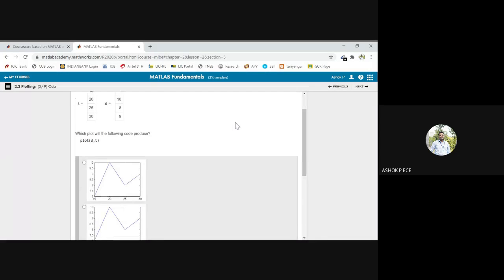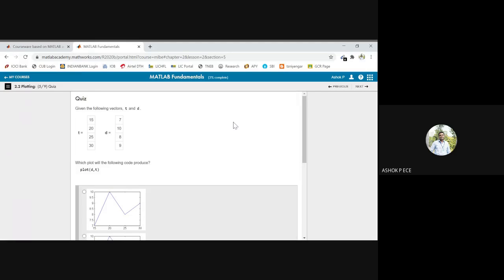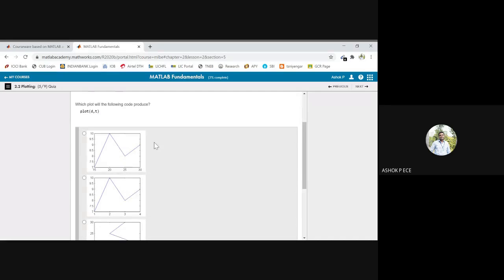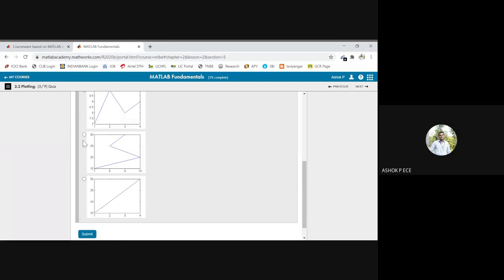Now the reverse, plot d comma t. Same vectors t and d. Now see the plot is reversed. It is plot d comma t. Will the answer be the same? I don't think the answer will be the same. So what will be the plot now? The plot will be shifted. It will be rotated. If you rotate the first one, what answer do you get? I think the answer should be C.